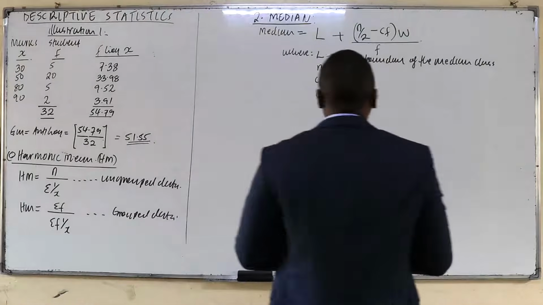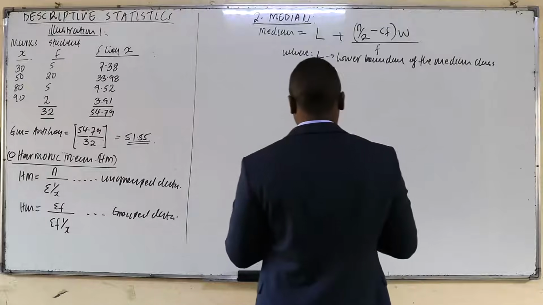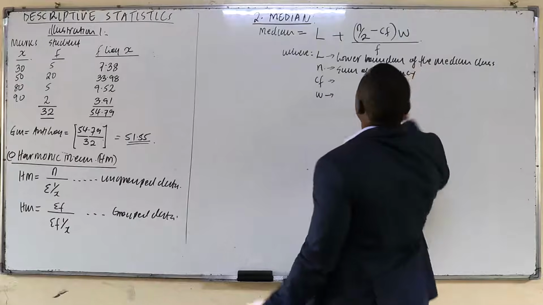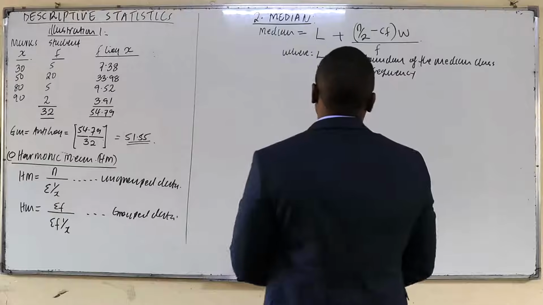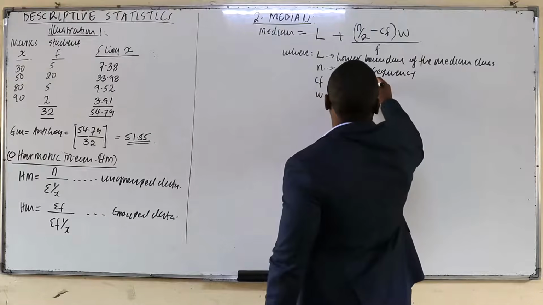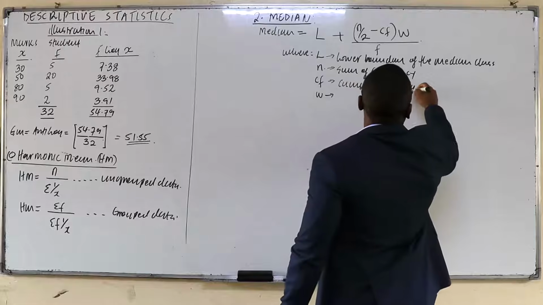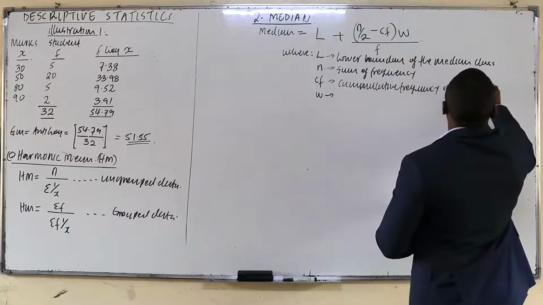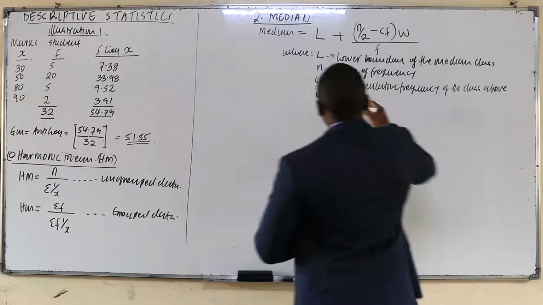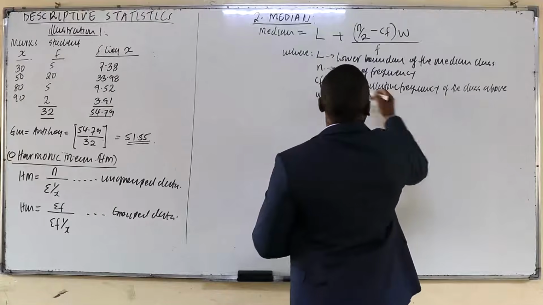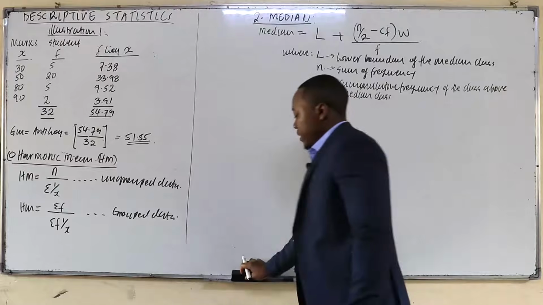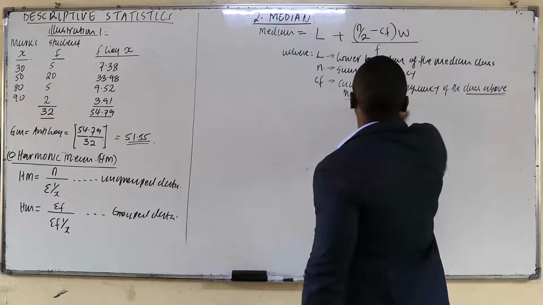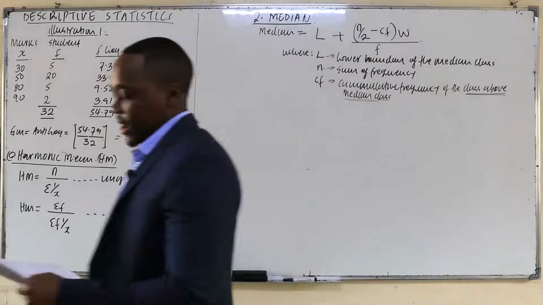Then, what is N? N means the sum of frequency. If you add all the frequencies, you get the total number of items in the investigation. So that's our N. Then we have CF, this is the cumulative frequency of the class above the median class. I want you to underline that in your notes. CF is the cumulative frequency of the class above the median class.